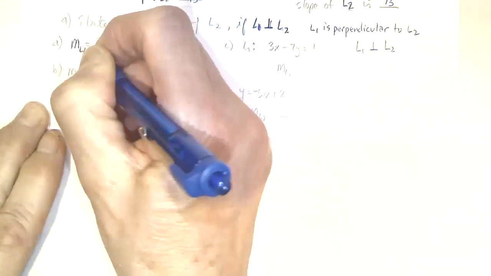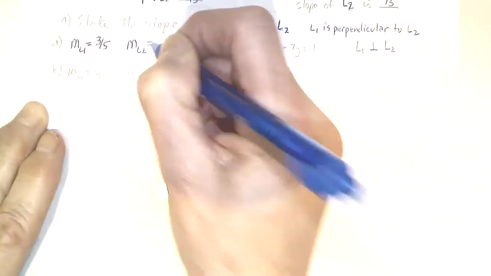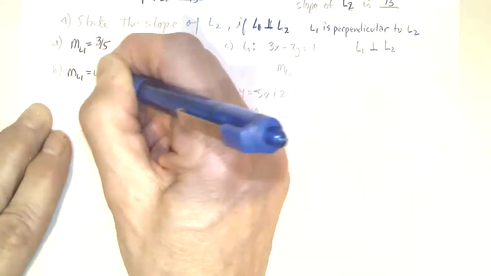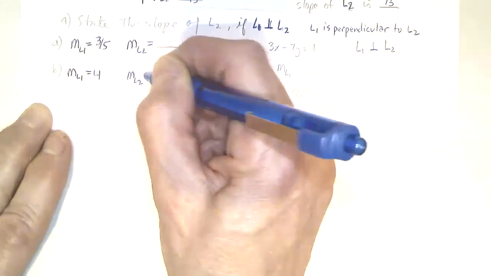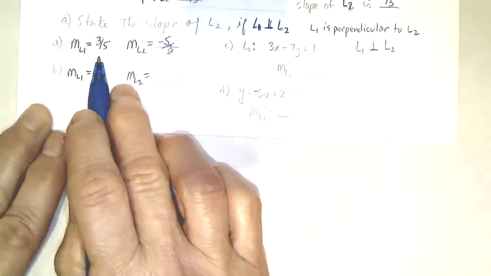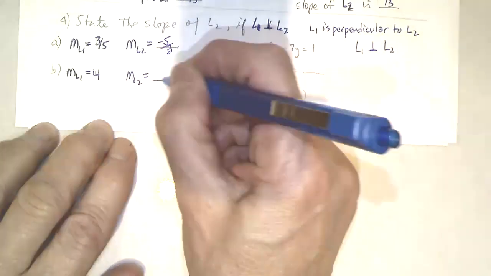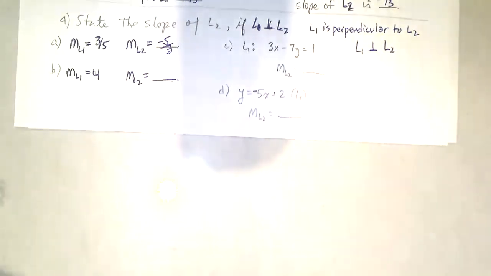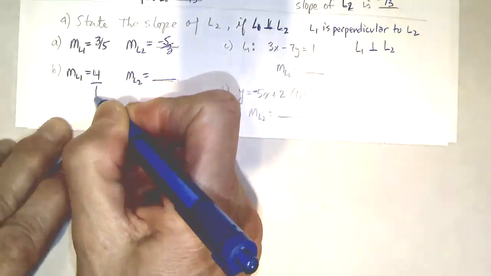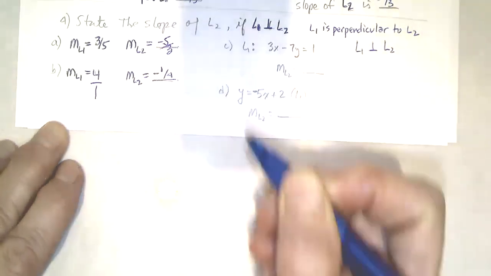So what I wrote here is the slope of L1 is 3/5. Tell me the slope of L2. It is the negative reciprocal. So everybody should be thinking in their brains, 5/3, but negative, because you make it the opposite sign. If L1 has a slope of 4, what do you think the negative reciprocal of 4 would be? Well, don't forget 4 means 4/1. The negative reciprocal is 1/4, opposite sign.